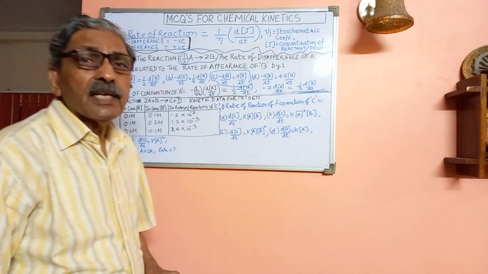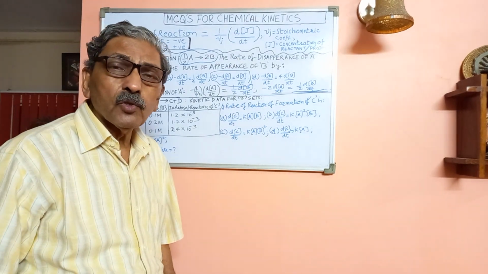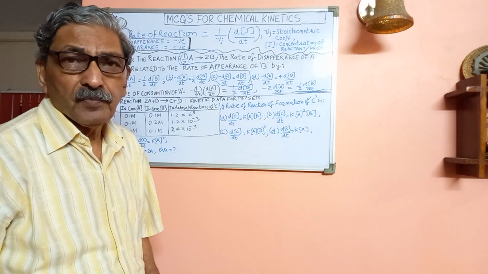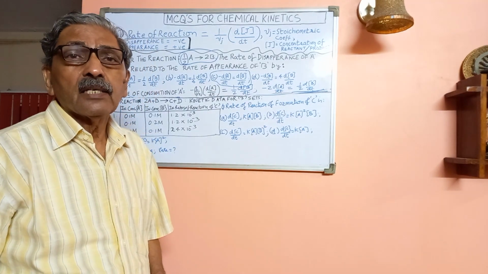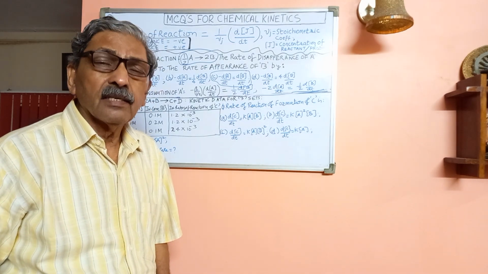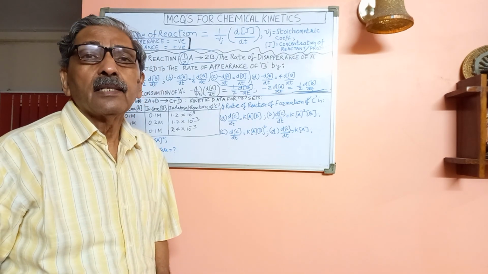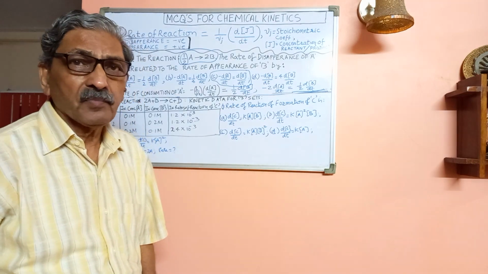Now supposing there is a reaction A going to B, then the stoichiometric coefficients for both reactant and the product is 1. But supposing the reaction is 2A going to B, then the stoichiometric coefficient for A, which is the reactant, is 2, and the stoichiometric coefficient for the product B is 1.